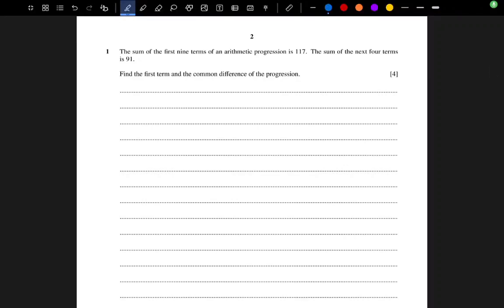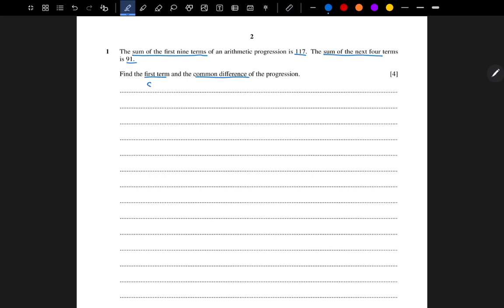This is CAIE A-Level Maths, Summer 2020, Paper 1, Variant 1. Question number 1. This is an arithmetic progression question, and in this question we can see that the sum of the first 9 terms is equal to 117, and the sum of the next 4 terms is equal to 91. We need to find the first term and the common difference of the progression.